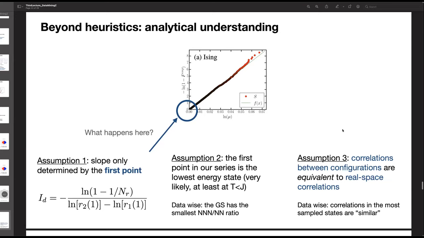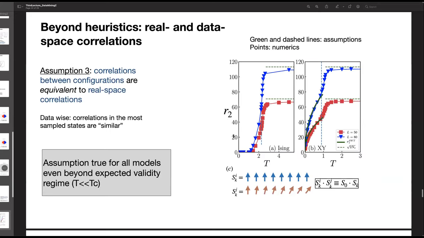Then there is a third assumption that we have to make, because the ID does not depend on the real space correlation function, it depends on the correlation between the configurations that we have collected in our Markov chain. And the third assumption is that the correlations between configurations over the Markov chain are equivalent to real space correlations. Now, this assumption is very hard to prove, of course. We have an argument of why it should work. This is analytical, and I will not have time to present it to you here, but I want to show you a numerical proof of this third assumption.